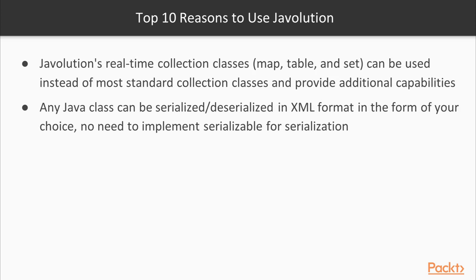The real-time collection API of Javolution can usually be used as a drop-in replacement for the standard collection classes, offering additional capabilities, but they are backward compatible, so existing code can easily be adopted to make use of Javolution. Any Java class can be serialized in XML format in the form of your choice, and there is no need to implement serializable for that.